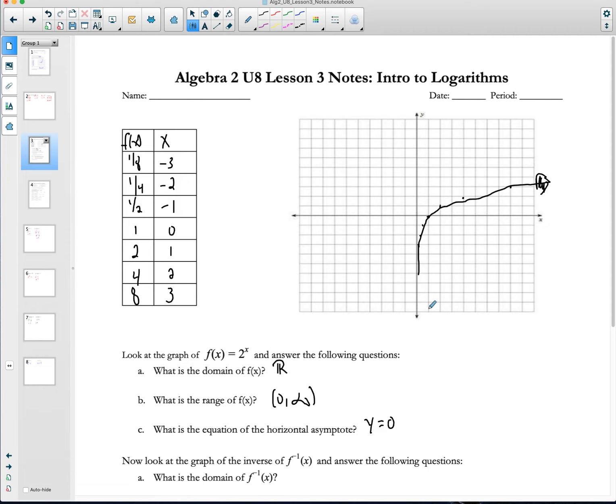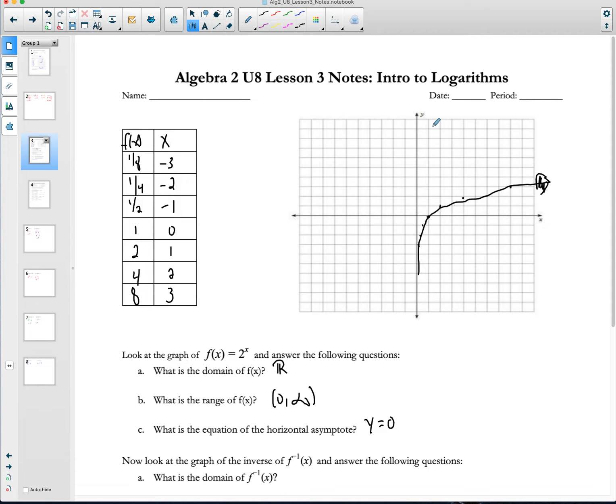All right, now let's look at the same 3 questions, but for our inverse function, our logarithmic function up here. So notice now, when I look at this graph, my domain is now limited. So notice we get a vertical asymptote here, right? So nothing goes past x equals 0. All right, so now we kind of jump here.